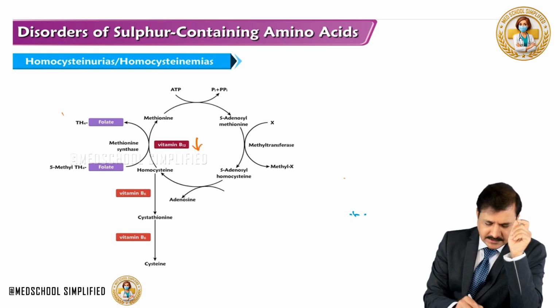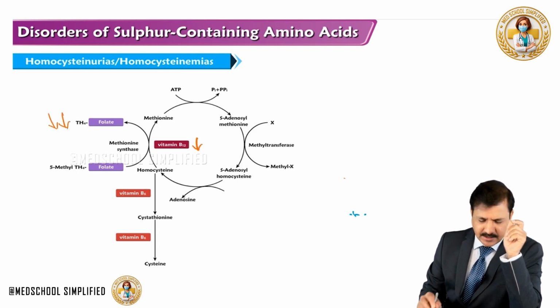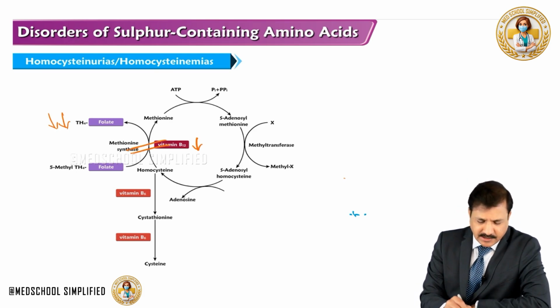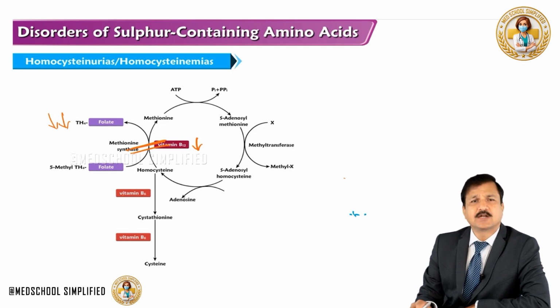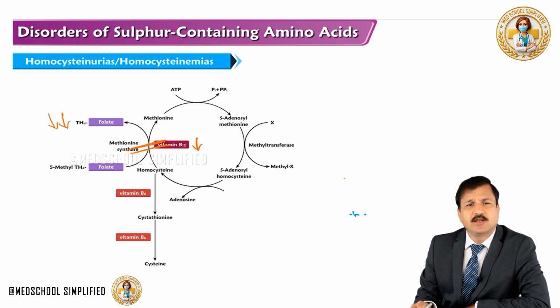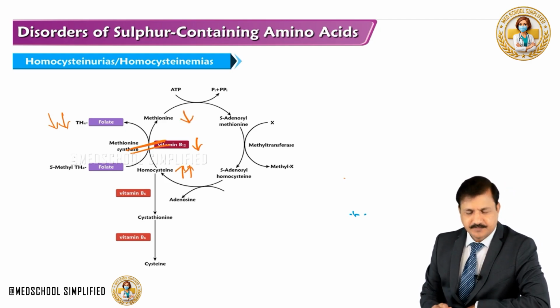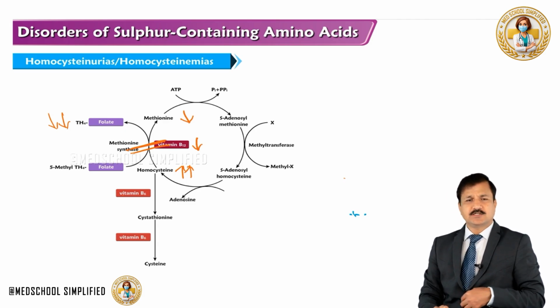Or what if there is a deficiency in tetrahydrofolate? So what will happen? The methylation pathway is affected now. That means conversion of homocysteine into methionine will be decreased. So there will be a decrease in methionine, but there will be an increase in homocysteine. Right? Then you may ask me a question.